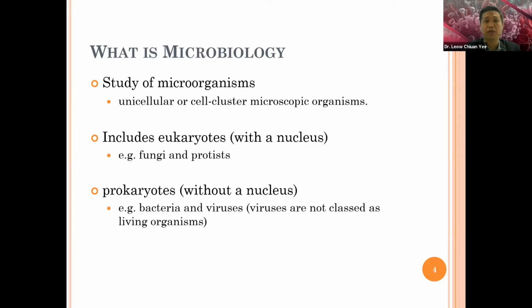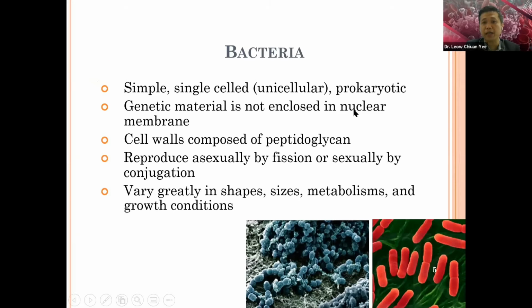The bacteria, as we know, are single-celled, unicellular, and we also call them prokaryotes because the genetic material is not enclosed within a nuclear membrane. What you can see in the images over here are different kinds of bacteria. Usually they come in group form, which means they multiply by dividing one into two, which we call binary fission.